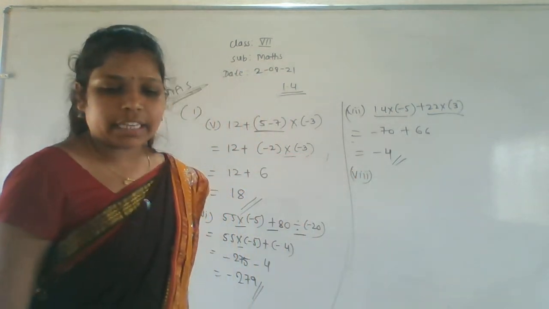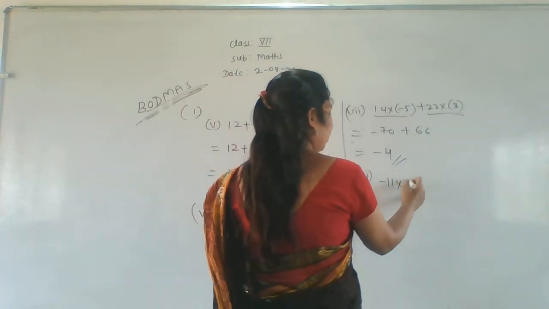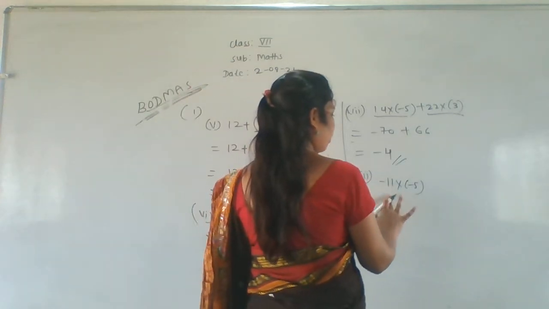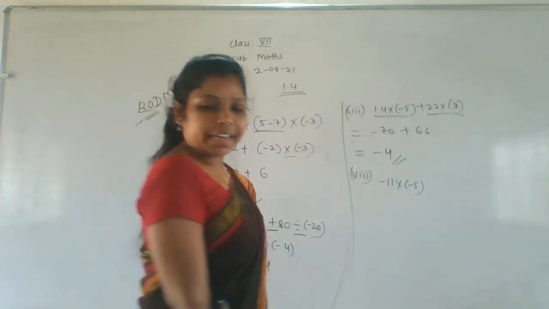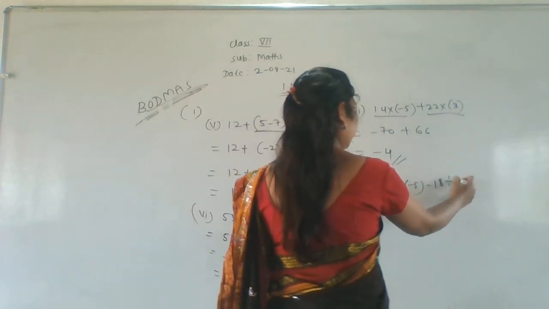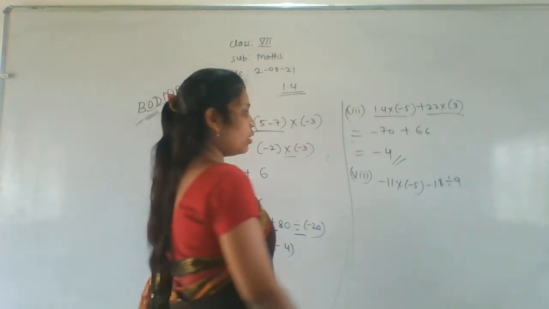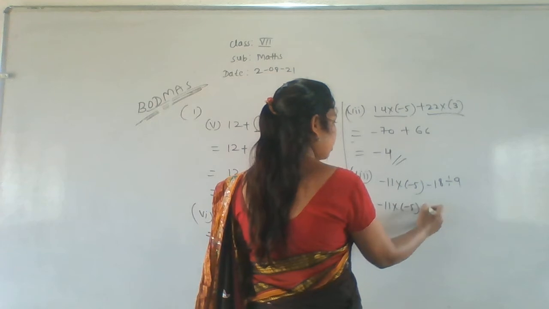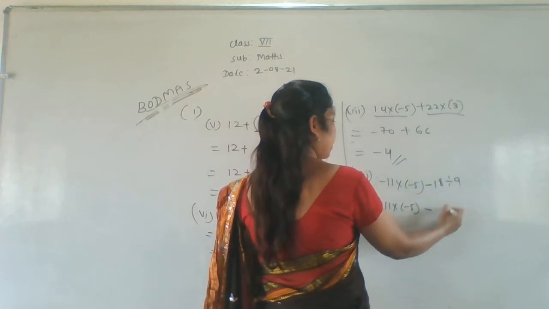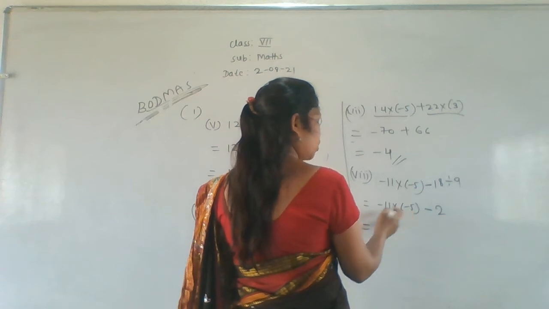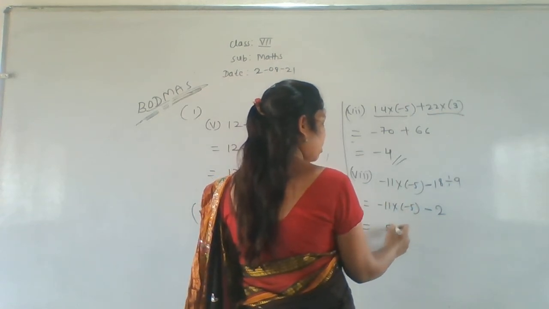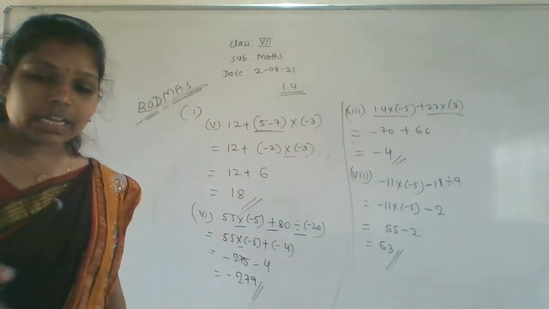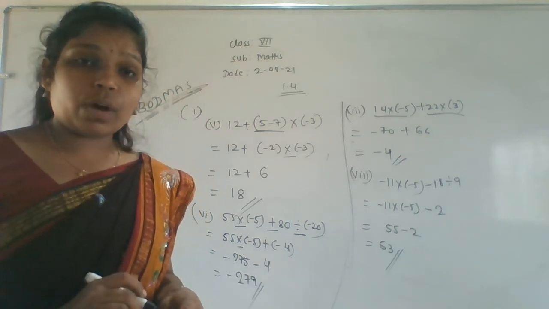Okay, and now go for the 8th one. That is minus 11 into minus 5, and minus 18 divided with the 9 here. So first do the division here, minus 18 by 9 means it is a minus 2. And now do the multiplication, minus into minus is plus, 11 5s are 55, minus 2. So what is the answer we got here? 53 is the answer. Okay. So we finished the exercise number 1.4.